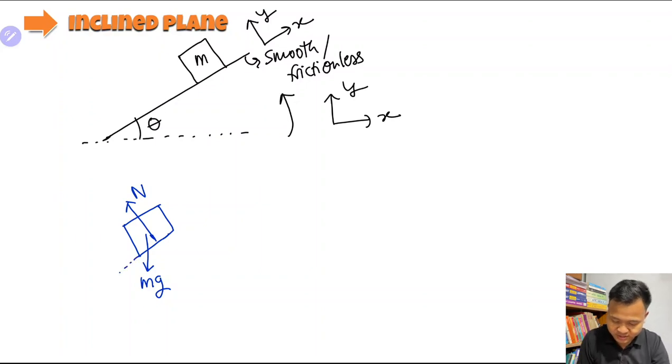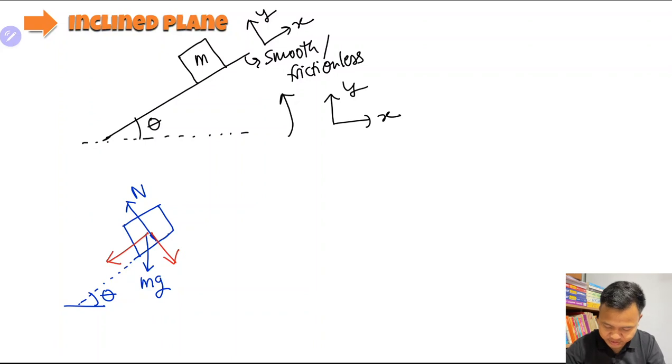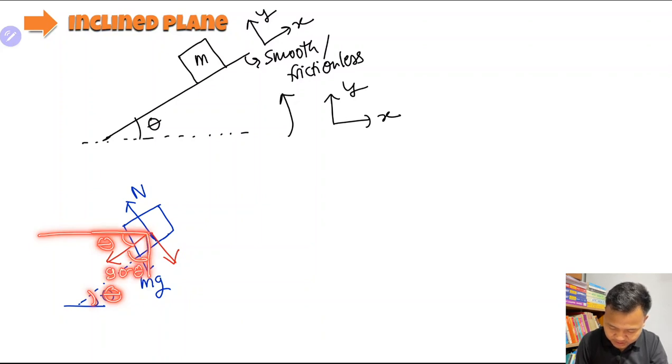Here the angle we call beta. So some of the things you have to remember. I'm going to split this mg into two components, one component along this side, another component along this side. See, if this is theta, I will draw one line here. Then this is theta, this is 90, so this is 90 minus theta. Again, this will become theta because this is also 90. If you add these two, you should get 90.